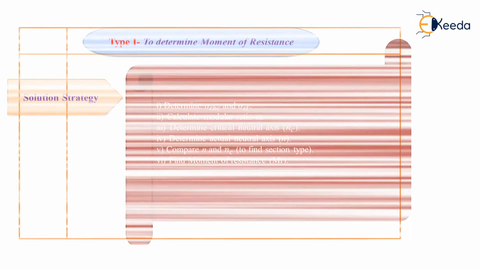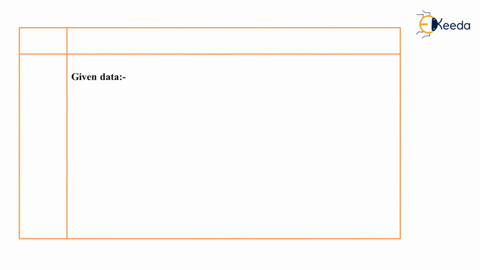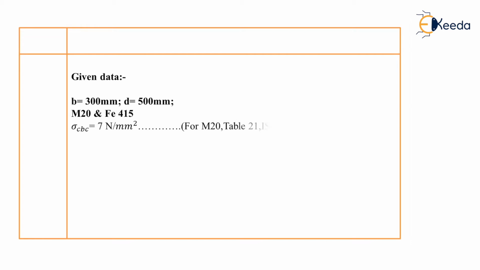Now in the problem statement, small b is given as 300 mm and small d, that is the effective depth of the beam, is given as 500 mm. Grade of concrete is M20 and grade of steel is Fe415. From table number 21, we get the value of sigma CBC for M20, which is 7 Newton per mm square. Similarly, from table number 22 for Fe415, we get the value of sigma ST as 230 Newton per mm square.